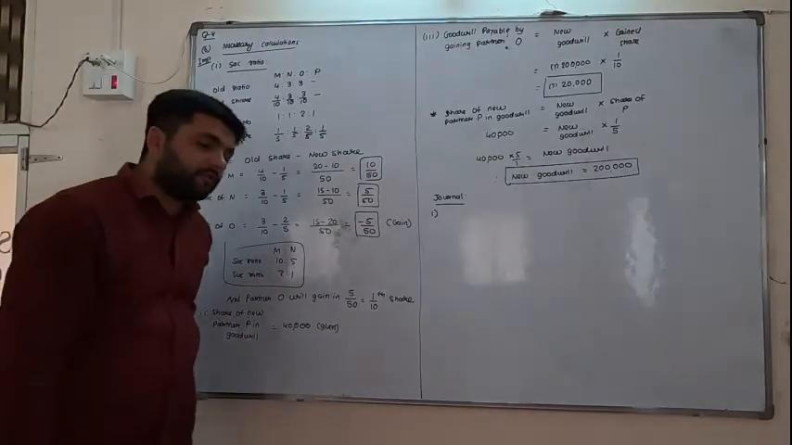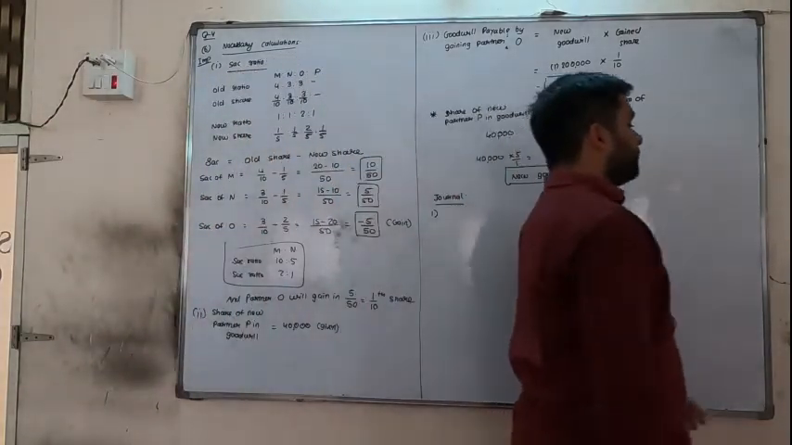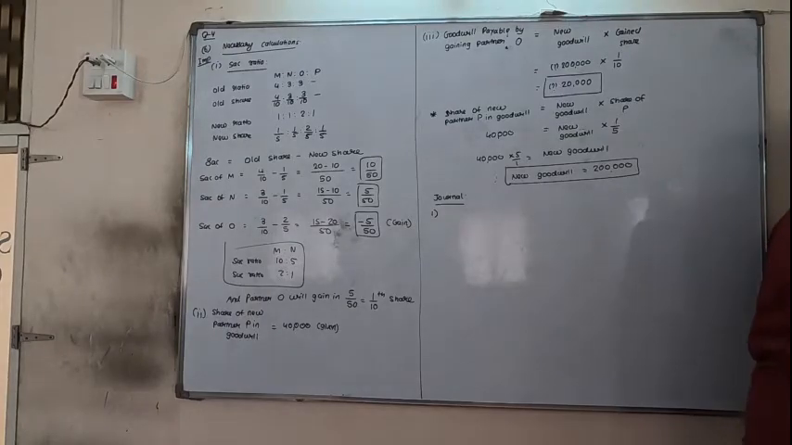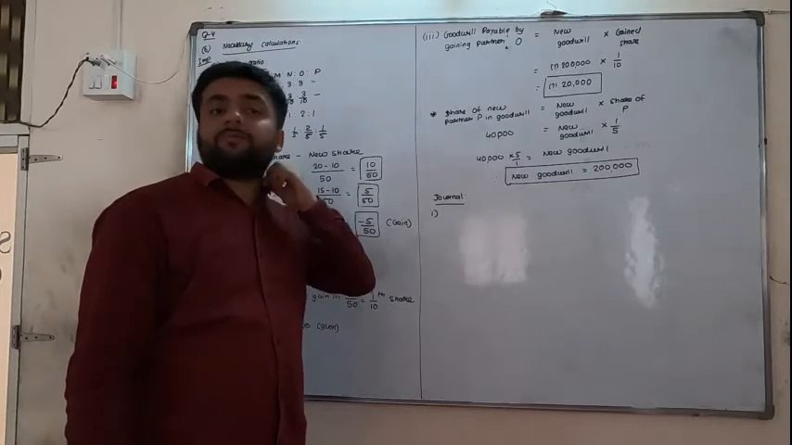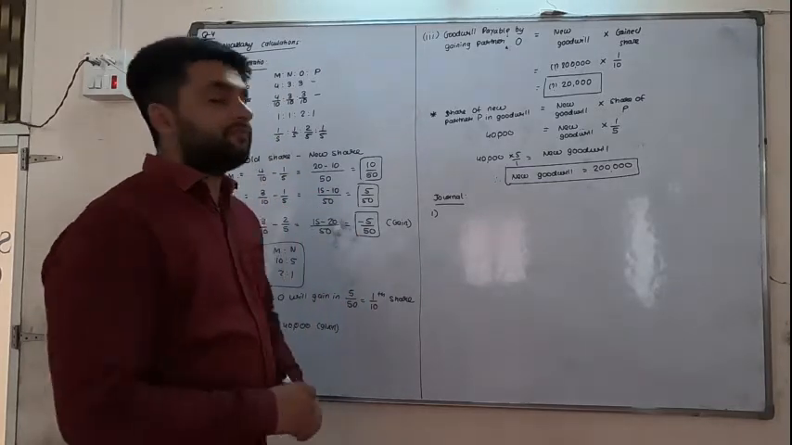First entry according to the format is to write off the old goodwill. Here old goodwill is given as rupees 50,000. Now goodwill has a debit balance, to distribute it, old partners will be debited and goodwill would be credited.